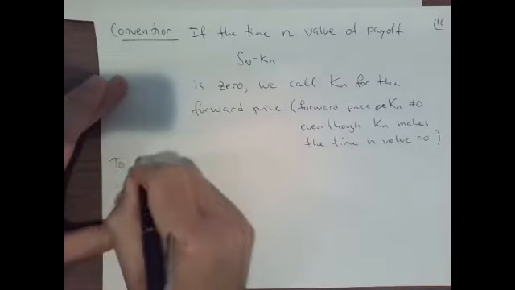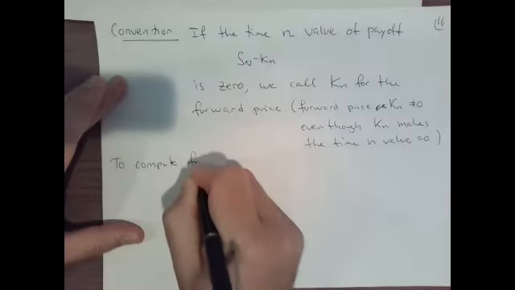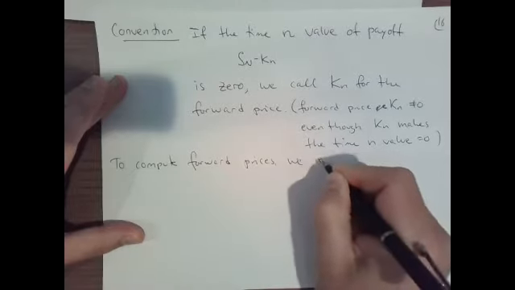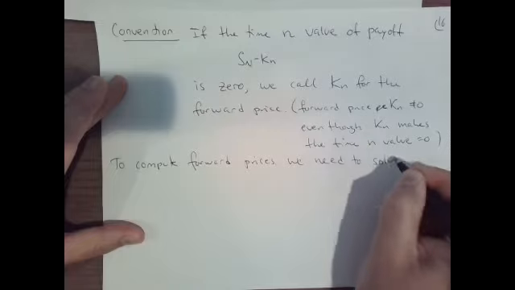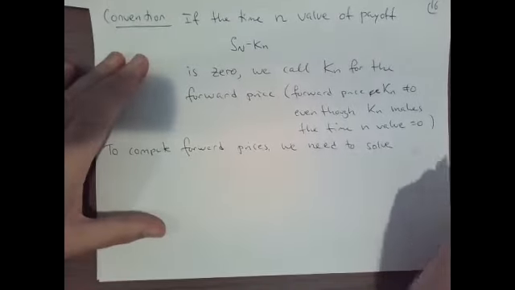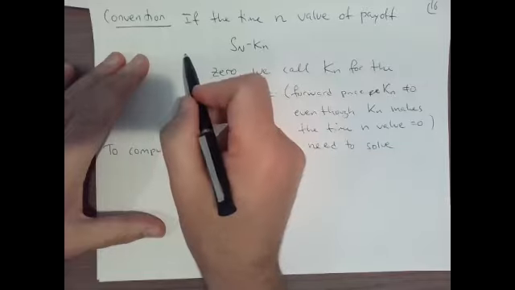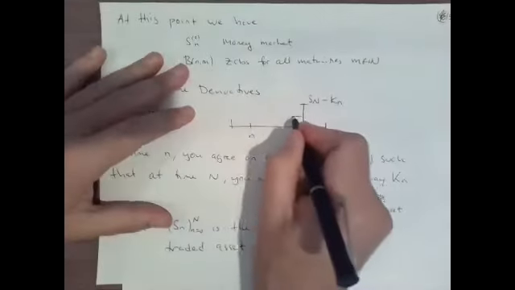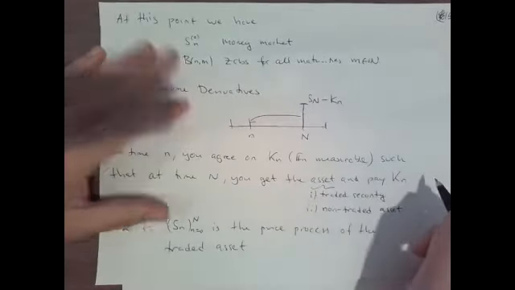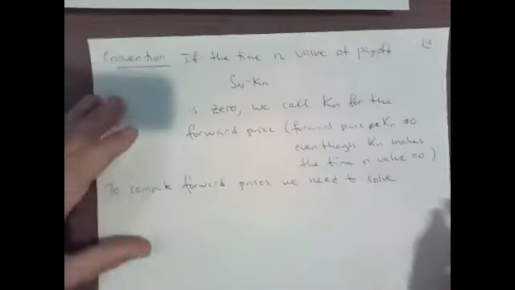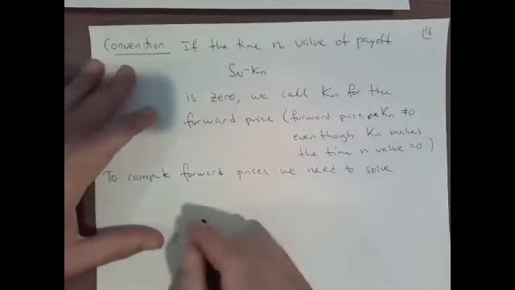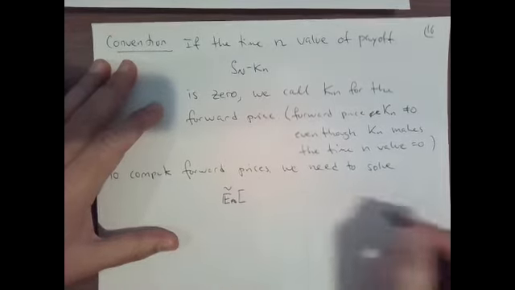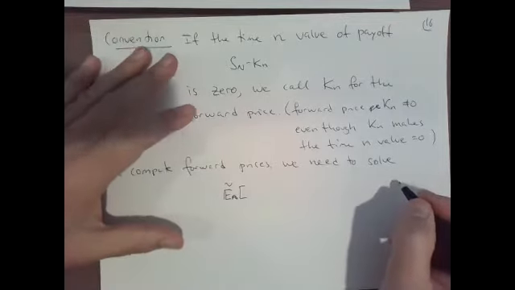So to compute forward prices, we need to solve, this is the payoff, right? So we roll it back. We're sitting out here. We need to roll this payoff back to time n. Okay, so how do we roll it back? Or discount it. Take the expectation. Discount it. Take the expectation.